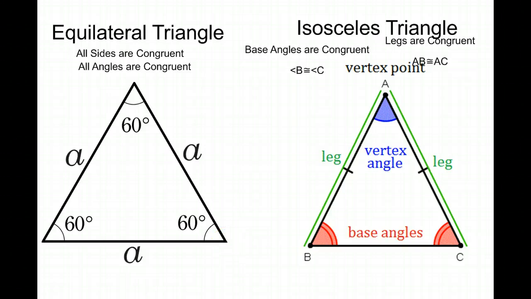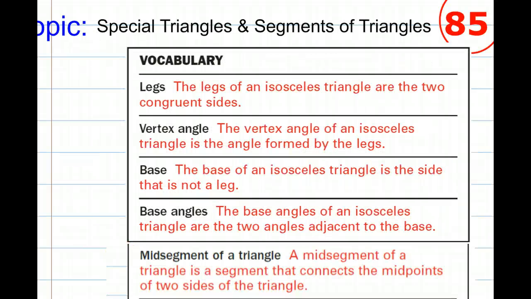Let's take a look at the notes on page 85. In the notes on page 85, we've defined what the legs of an isosceles triangle are, what the vertex angle is, what the base is, which is the side of the isosceles triangle that is not a leg, and what the base angles are. If you're unfamiliar with the terminology, make sure you take a look at the notes.